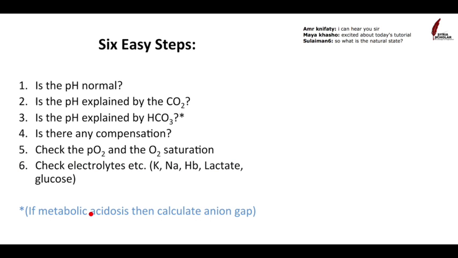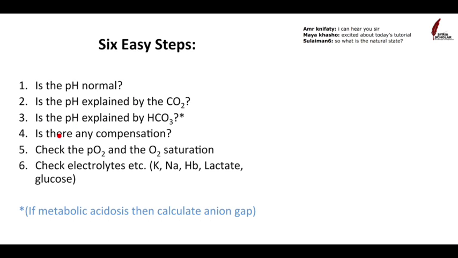So with that in mind, you can interpret any arterial blood gas sample in the world by just running through these 6 very easy steps. And all it involves is asking 6 questions. You look at the arterial blood gas sample and ask yourself, is the pH normal? Then you look at the CO2 level and ask, does this CO2 level explain the pH? Then you look at the HCO3 level and ask, does that explain the pH?